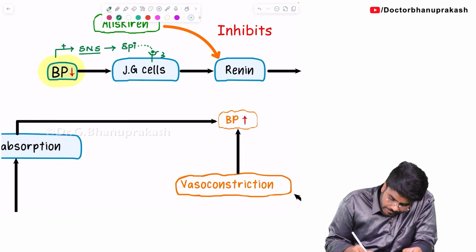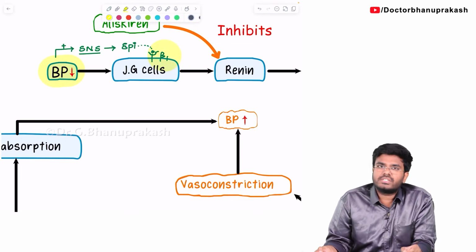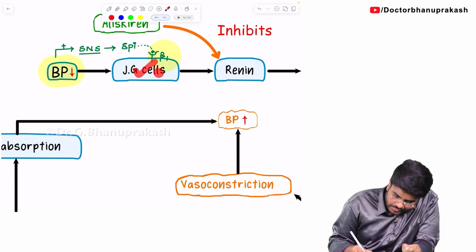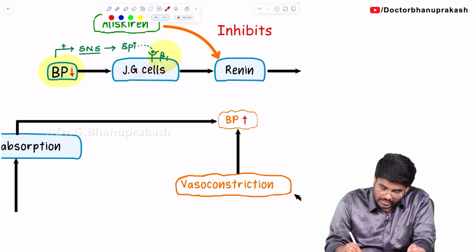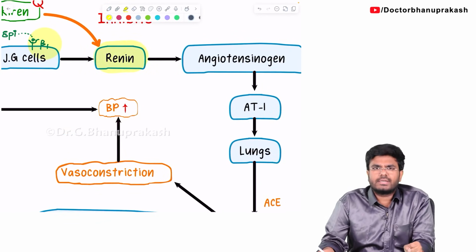They will come and stimulate the beta 1 receptors, which are located on the JG cells. Now for the first time these JG cells are activated. Now what will they do? These JG cells will release an enzyme called renin. Renin enzyme is released.